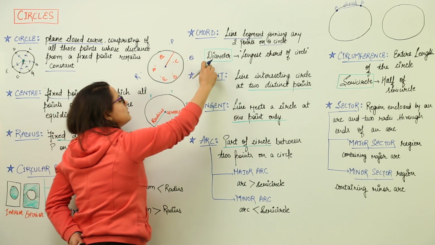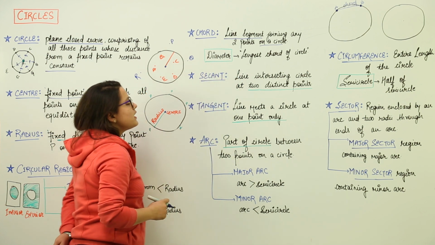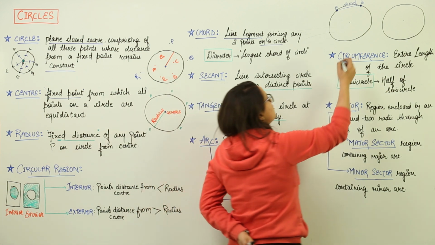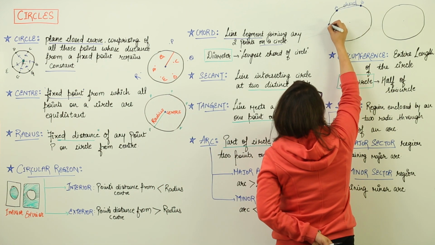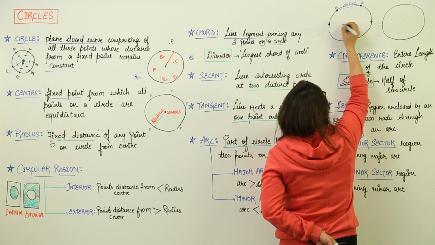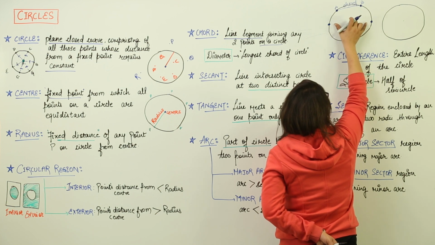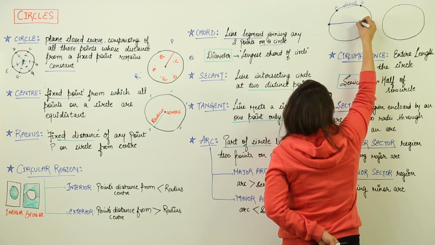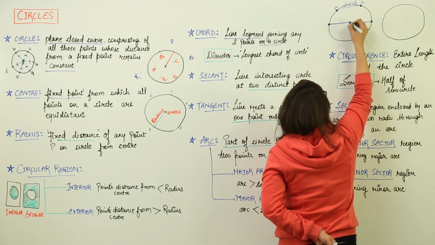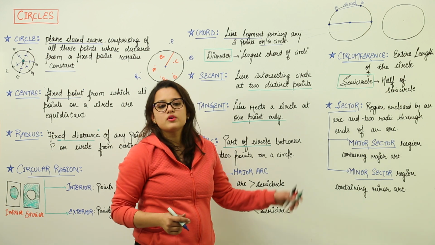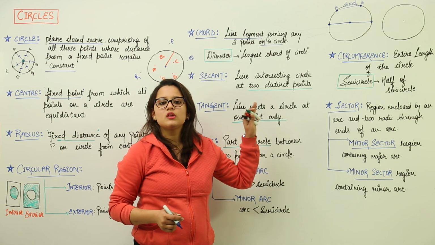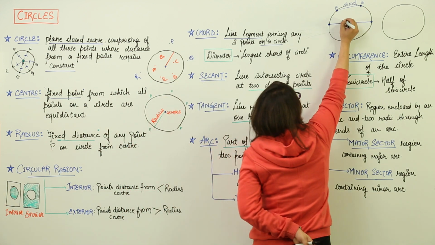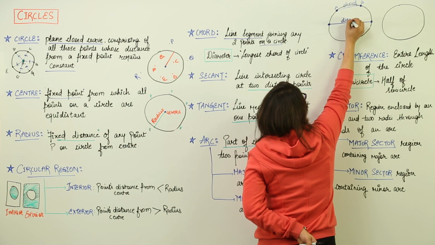Here only we get another term, that is diameter. Diameter is actually the longest chord of the circle. What will be the diameter in this case? The diameter would be here, that is the longest chord possible. The 2 points on the circle are joined by a line segment which is passing through the center of the circle, right? So this is the possibly maximum, or you can say the longest chord of this circle. So that is known as the diameter. So we'll name it as diameter now.